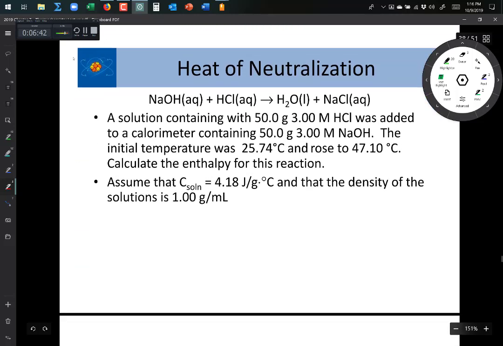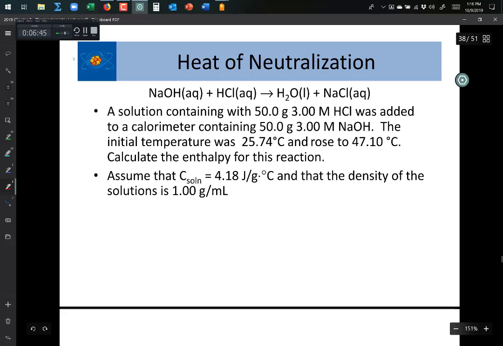This is an example for an experiment we call the heat of neutralization. It's just the heat of neutralization because it's the energy that's released when you neutralize sodium hydroxide with hydrochloric acid. Okay? So in this particular example, you have a solution containing 50 grams of 3 molar HCl, and you add it to a calorimeter containing 50 grams of 3 molar NaOH. Okay.